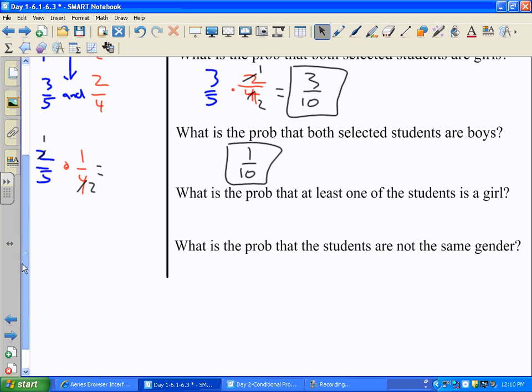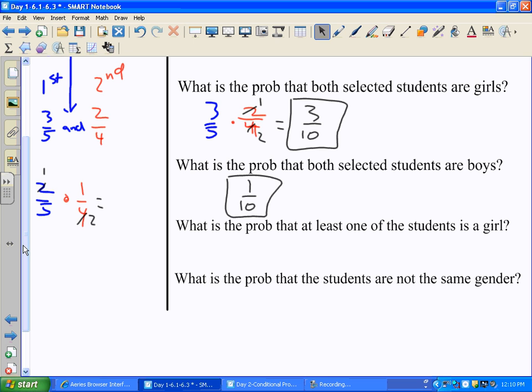Well, let's use a little bit. What kind of situations can happen here? We can have a girl and a boy. Will that work? Can I figure out the probability of getting a girl and then a boy? So I'm going to write that down. I'm going to go on another screen here.